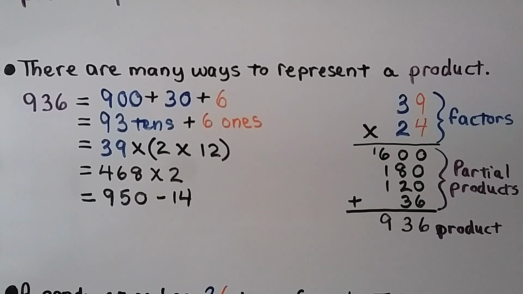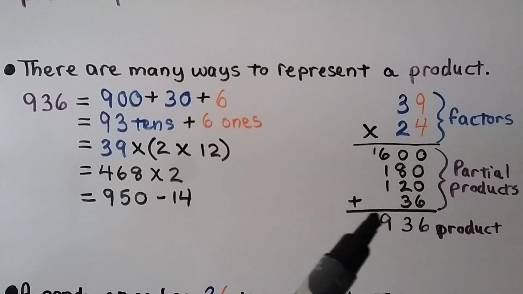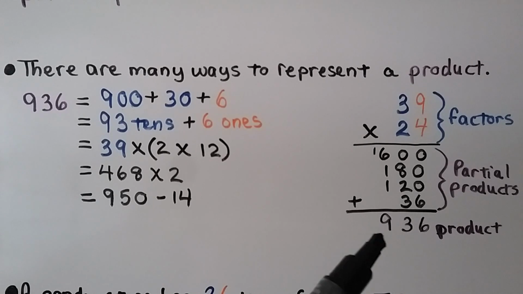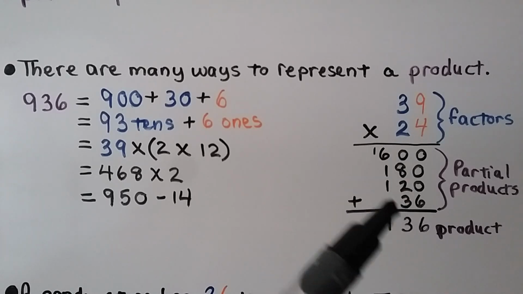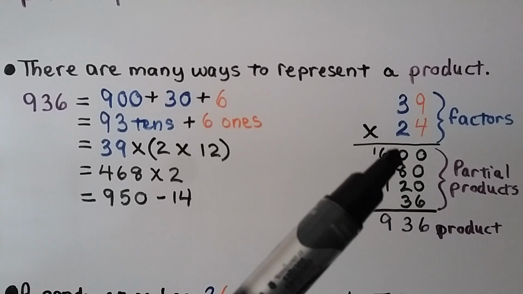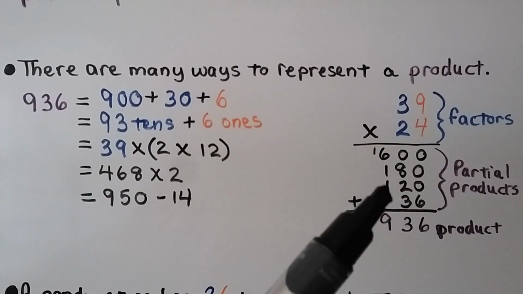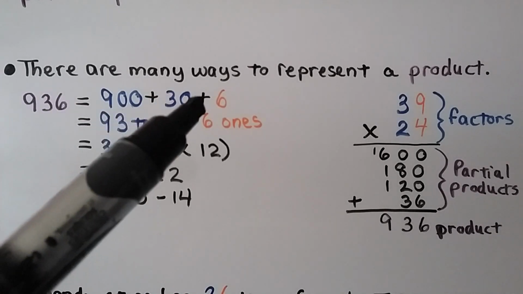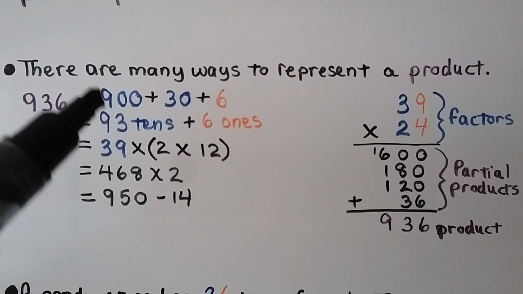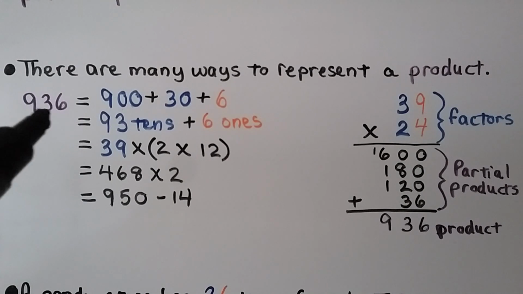There are many ways to represent a product or a number. We just did 39 times 24. We found out that the product was 936. So our factors were 39 and 24. Our partial products were the amounts that we got, the products that we got when we multiplied each separate little part. We have our full product of 936. 936 can be represented as a 900 plus a 30 plus a 6. So that would be 900s plus 3 tens plus 6 ones. We can also group the 9 and the 3 together and say that's 93 tens and 6 ones.